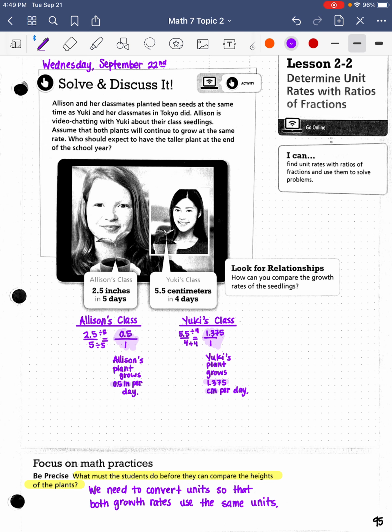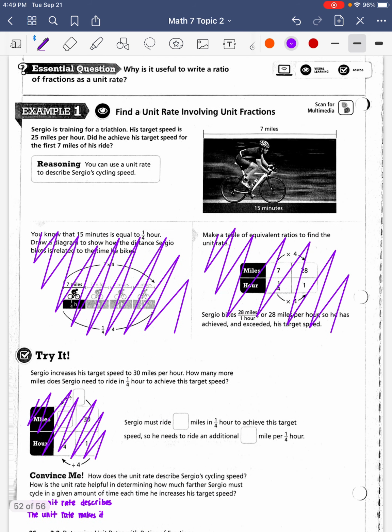So right now, we really can't compare the 2 growth rates, and so we don't know who we should expect to have a taller plant at the end of the year because we have 2 different units. Okay, let's move on to page 96.